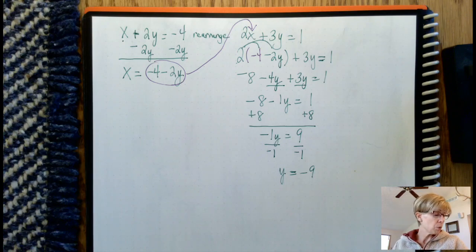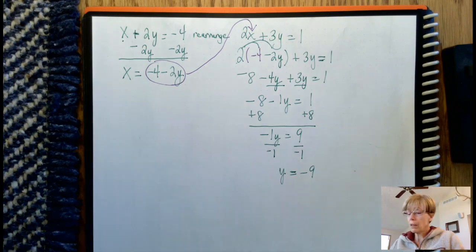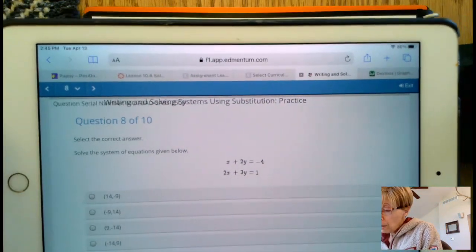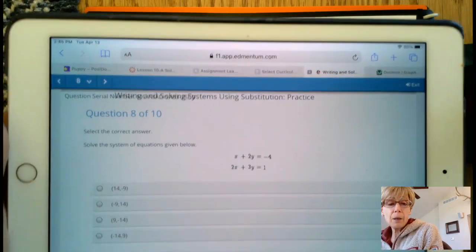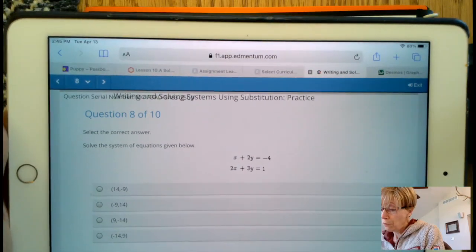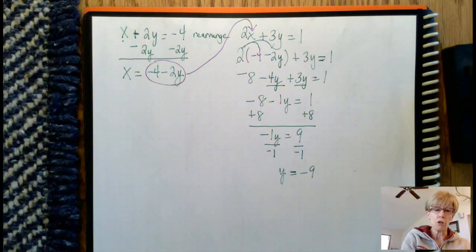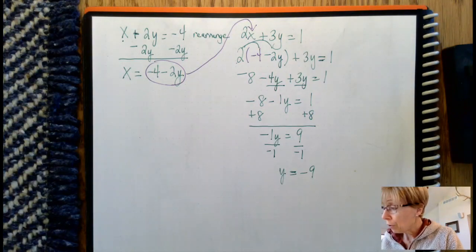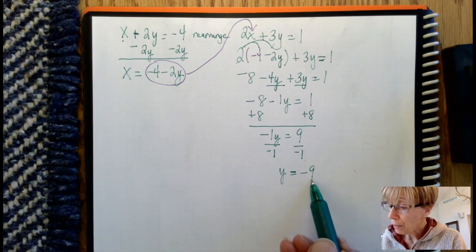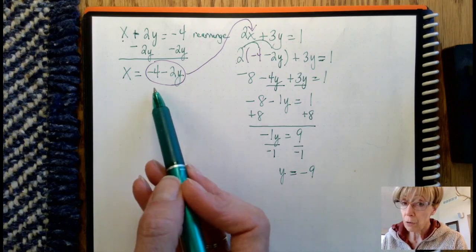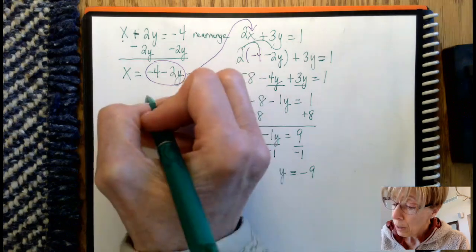Now that we know that y equals -9, just taking a quick glance at Edmentum, we actually can pick the right answer. It seems that it's going to be the first choice. But I am going to go back just to show you. Let's make sure. We're going to take this value of -9 and put it back into this equation here.